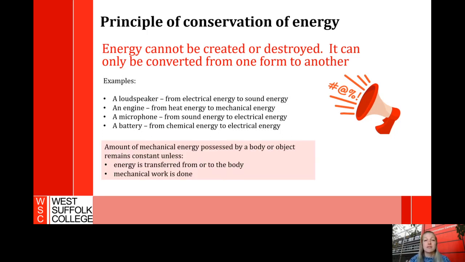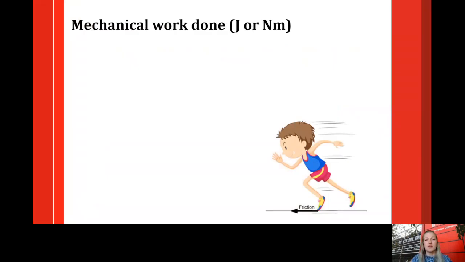We also want to consider though, when we are talking about mechanical energy, that the energy possessed by a body or object remains constant unless the energy is being transferred from or to the body, or any mechanical work is going on. So once we are looking at mechanical work, this is in joules or newton meters.